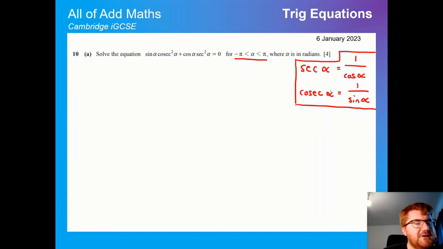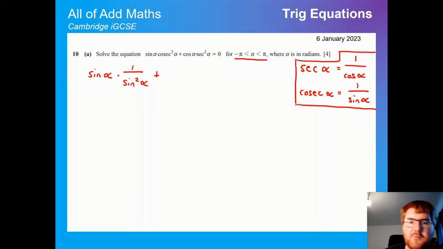So the first thing I'm going to do here, using these conversions, is changing cosec and sec into sine and cos. Now, how do I do that? Well, I'm going to have sine alpha. Now we've got cosec squared alpha. Remember, cosec alpha is 1 over sine alpha. So this will then become 1 over sine squared alpha.